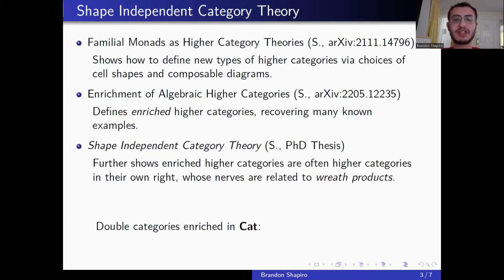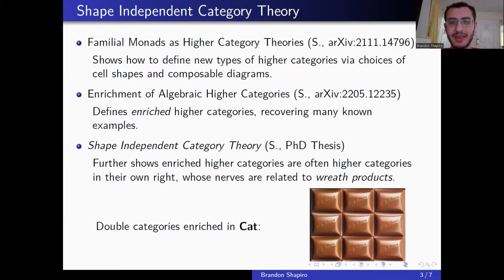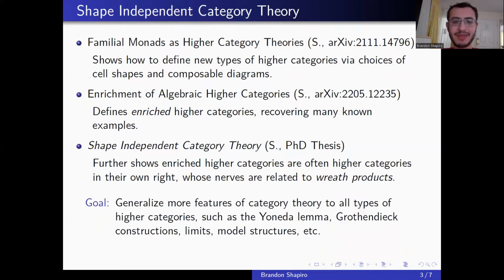For instance, when you enrich double categories in categories, you get a three-dimensional category structure, which is not quite a three category and not quite a triple category. It has cells which look like this. They have a fixed square around their boundary, but the three-dimensional cells go between two squares which share that boundary, and they can compose in all three directions, such as the grid shown in the picture.